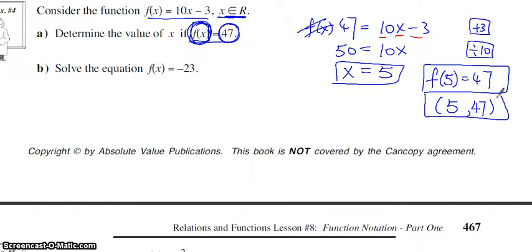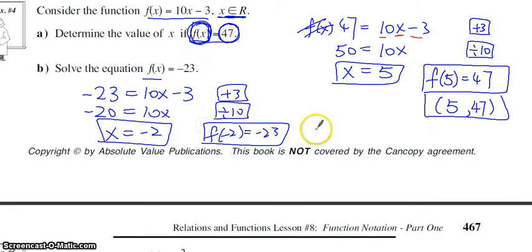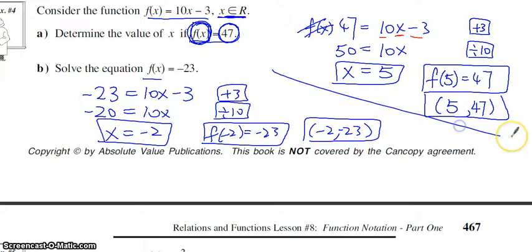All right, solve the equation. Same thing. F of x is negative 23. That's your f of x equal to my definition. So same procedure, add 3. All right, divide by 10. You're isolating the variable. So negative 20 divided by 10 is negative 2. You write x is negative 2. So that's my answer. You can write f of negative 2 is negative 23. So that's one way to write the answer. You can write the coordinate pair as the answer. Just a different way to represent the answer.